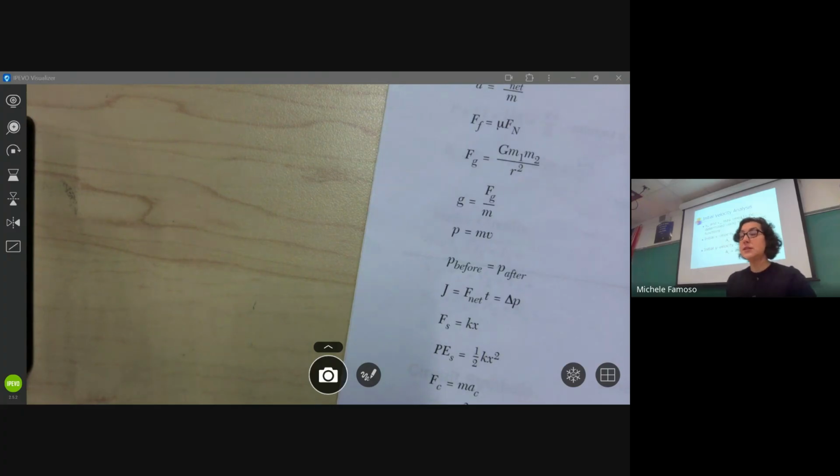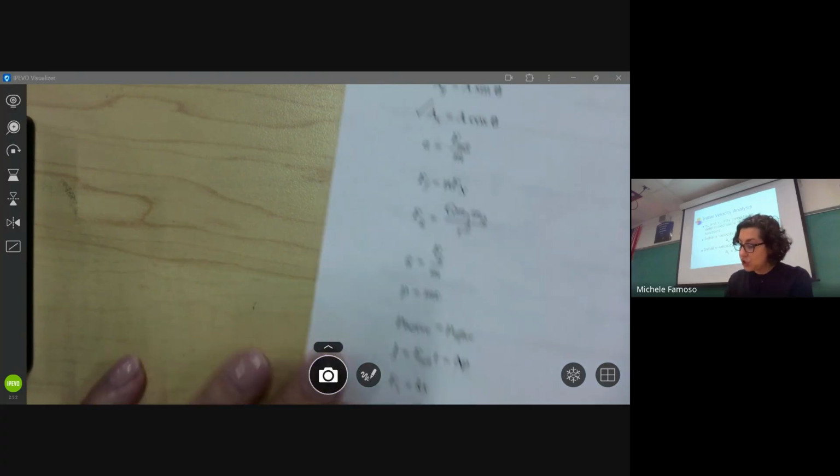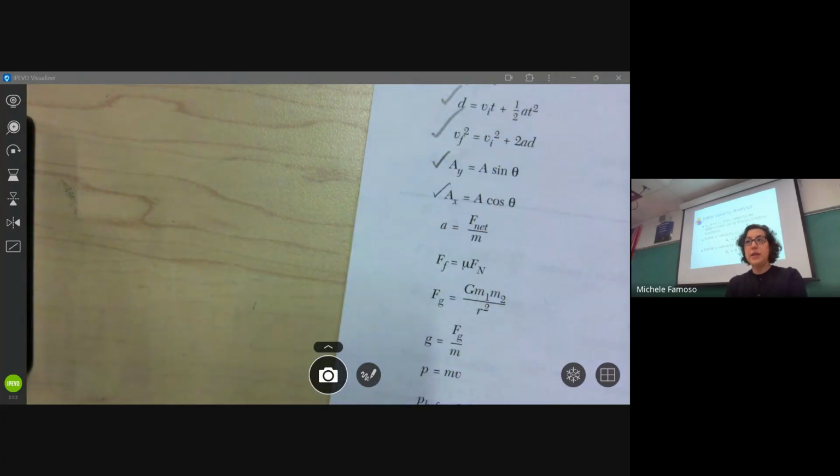To find this, we're going to use the equation AY equals A sine theta. Please check that off on your reference table. That AY is A sine of theta. So we just checked off 2 more equations, which we now use with these types of projectiles.